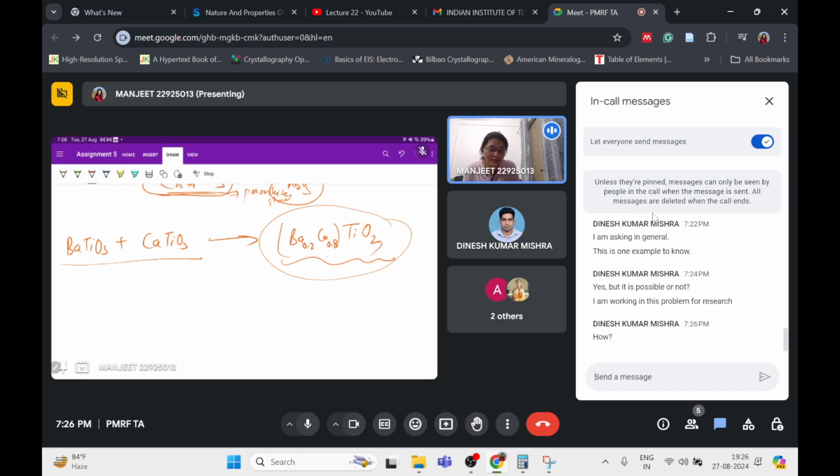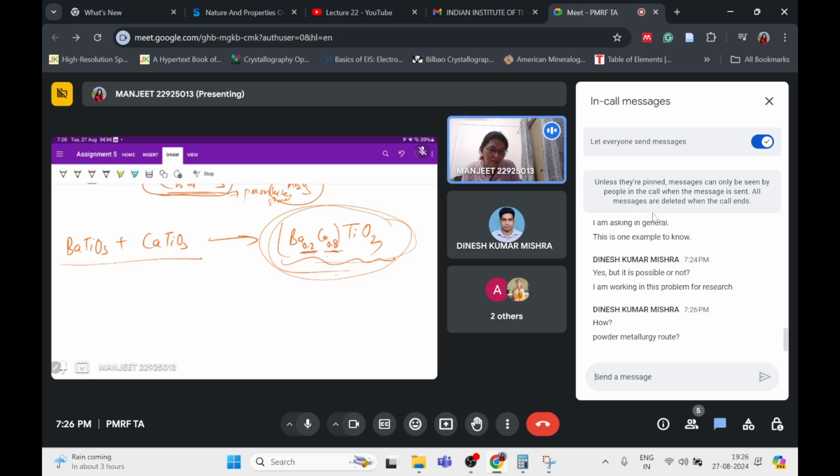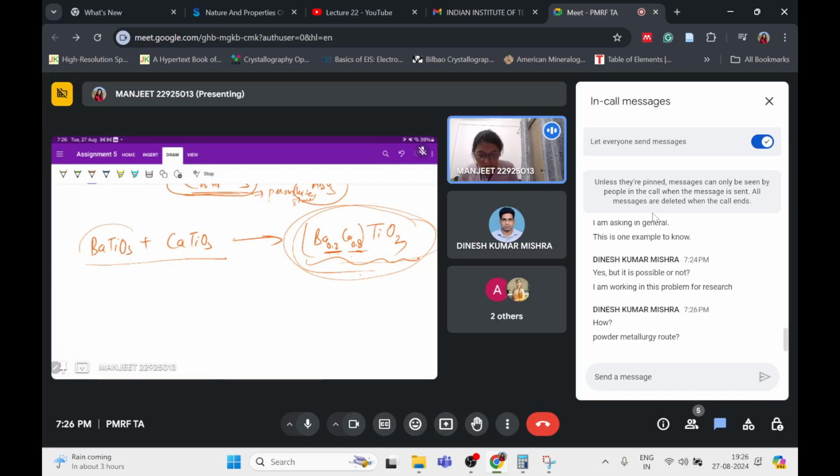We have to consider only the stoichiometric coefficients of 0.2 and 0.8. We have to balance this equation. If I want to synthesize this by the powder metallurgy route, we can synthesize it. We have to take care of the stoichiometry, how much barium titanate and how much calcium titanate we are taking for this one.